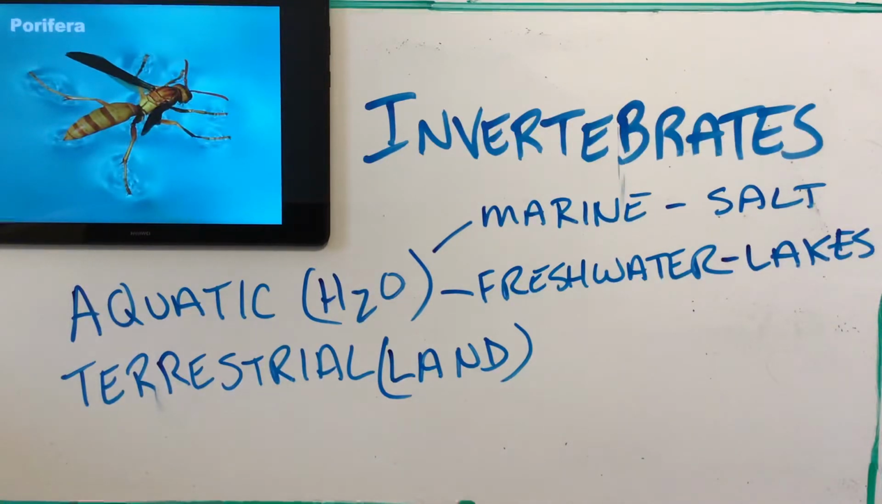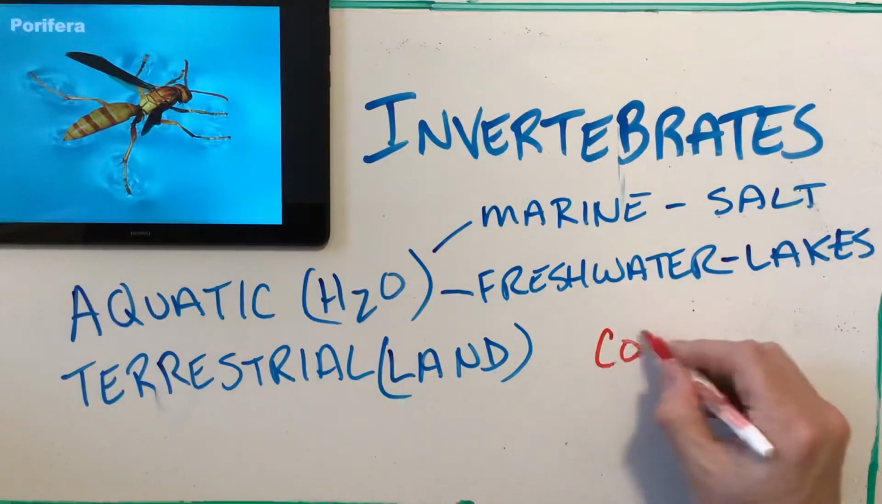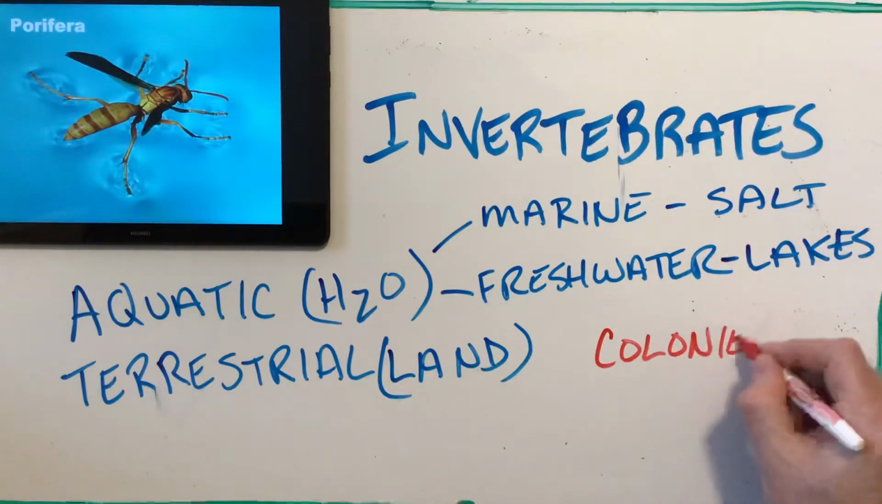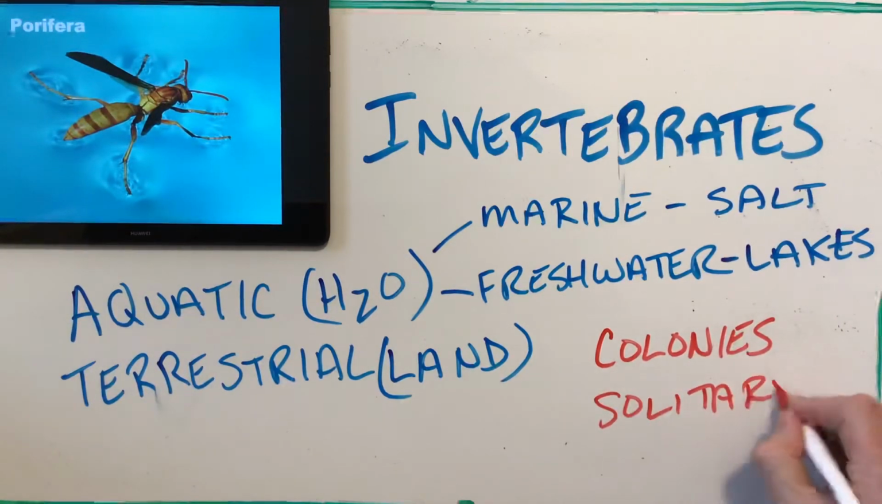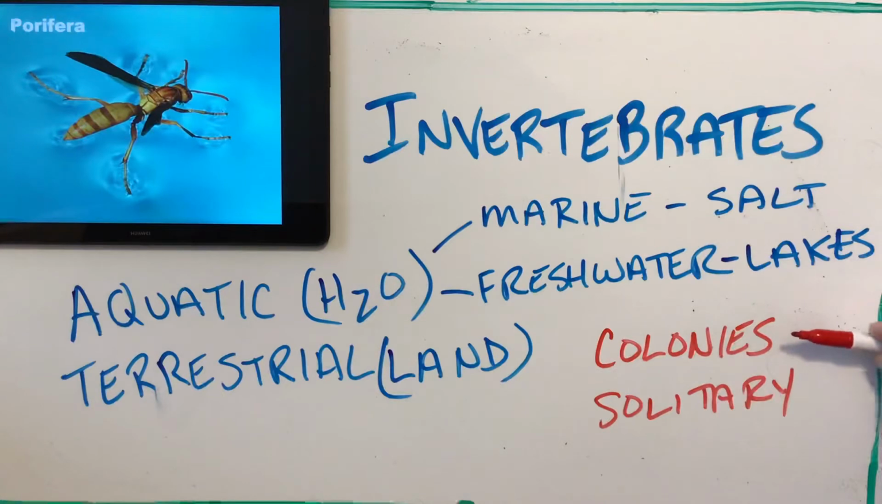Another thing that we are going to see is whether something lives in colonies or is solitary. Colonies are large groups of organisms that live in close association with each other. Solitary means it can live on its own. It might live in a small group, but it is capable of living on its own, right? Humans are like this. We tend to live in groups with our families and stuff like that, but if we needed to, we could live on our own after a certain age.